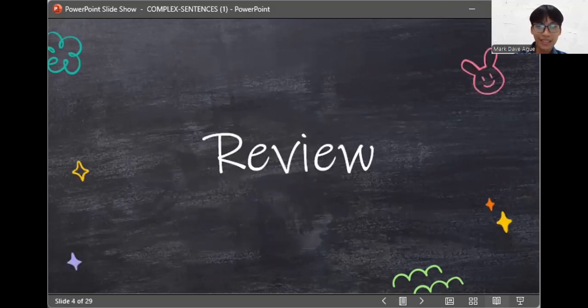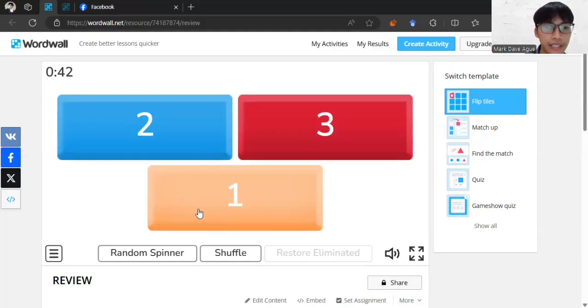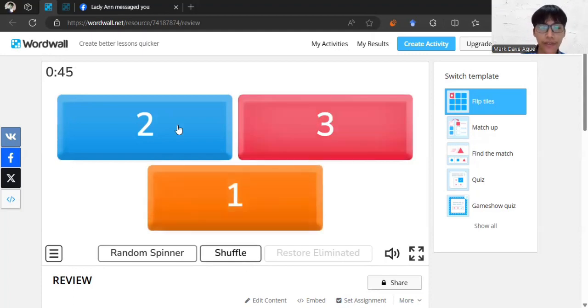Before anything else, let us review our past lesson, if you really have understood it. I have here the flip tiles, and each of them has a different question. I will be choosing random students to answer the questions, and each tile has a question.